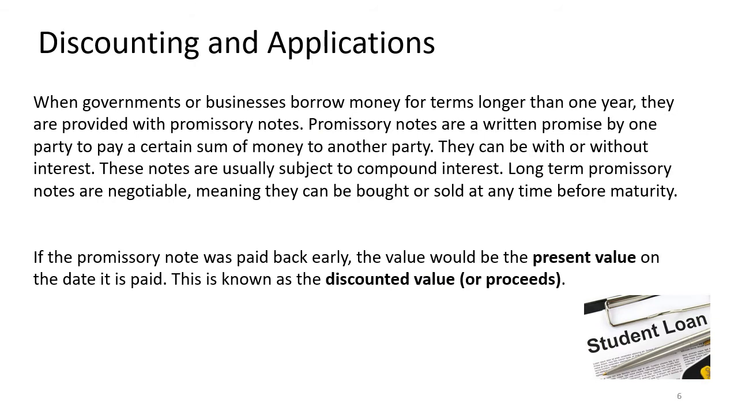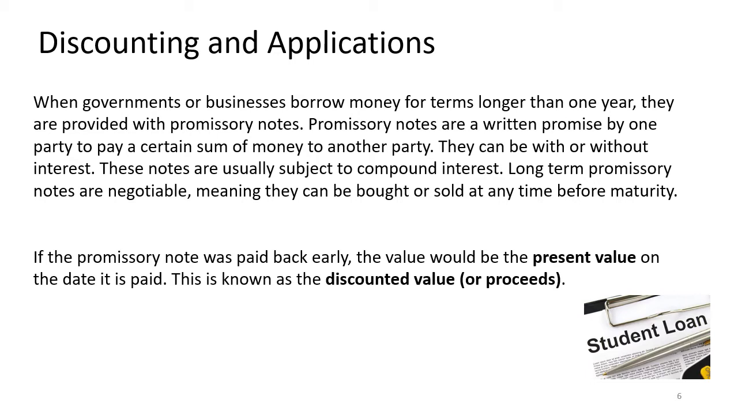Now I want to talk about some applications. One good example is when governments or businesses borrow money for longer than a year. Usually they'll provide what's called a promissory note, which is basically a fancy term for a loan. They'll apply for a loan to get that money. That note is actually a written promise by one party to pay a certain sum of money to another party. They can be with or without interest. Usually they're with interest, and if it's with interest, it uses the same compound interest formula that we've been using over the last lecture and this lecture.